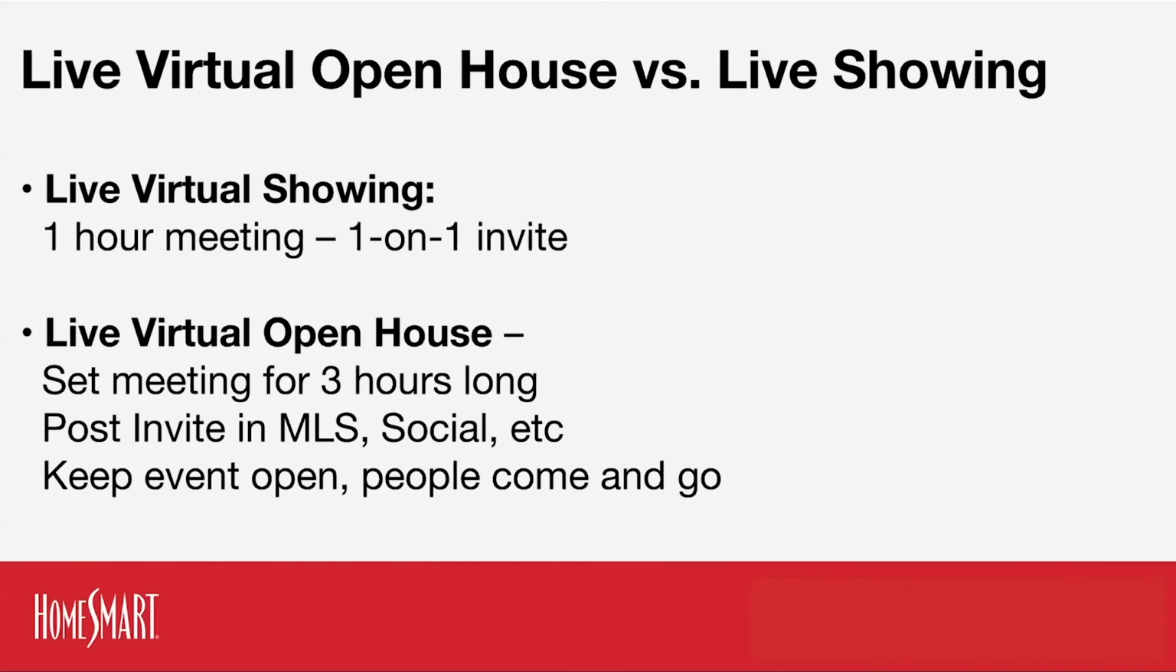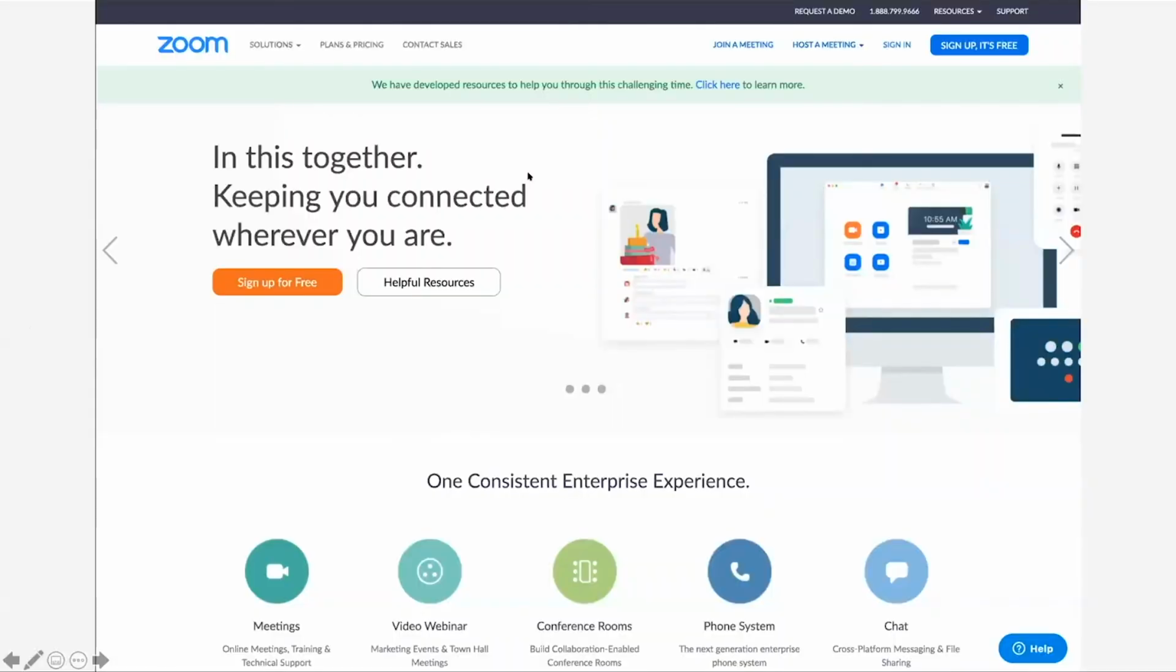I worked with an agent this weekend who did a live virtual open house from 12 to 3 p.m. So what they did was they set their Zoom meeting up for 11:30 to 3:30. They set it up for a 4-hour window, and then really they marketed it that it was from 12 to 3, and then people came in and left. In their case, they did have a waiting room.